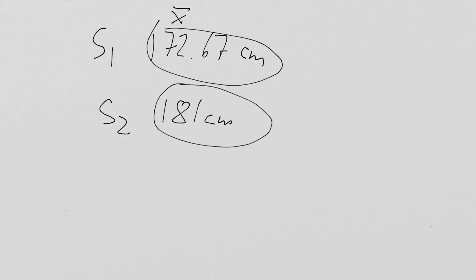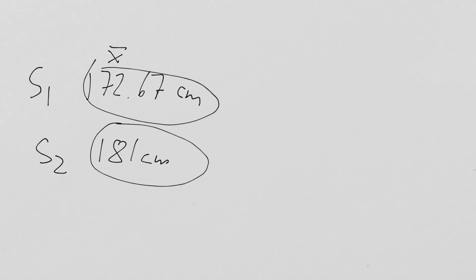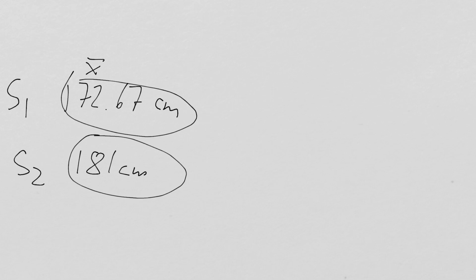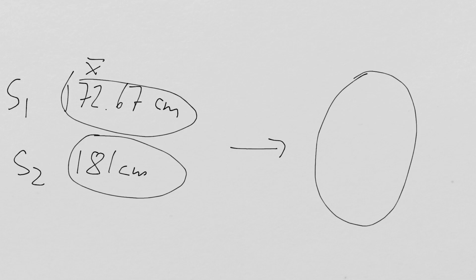So I've got two X bars. And my ambition is using a sample to make a prediction about a population. Do you see the problem? What can I do? Actually, why is there a difference between the two samples?